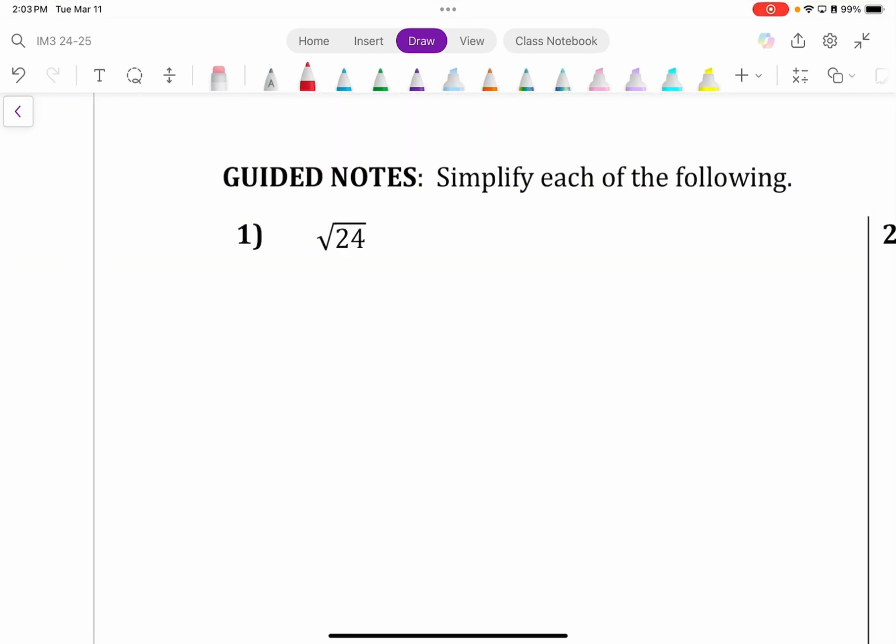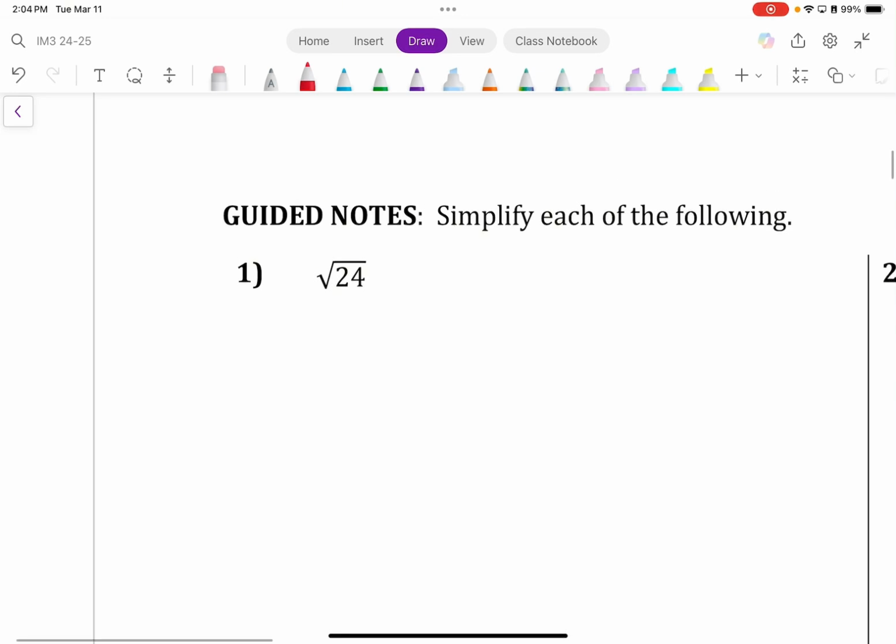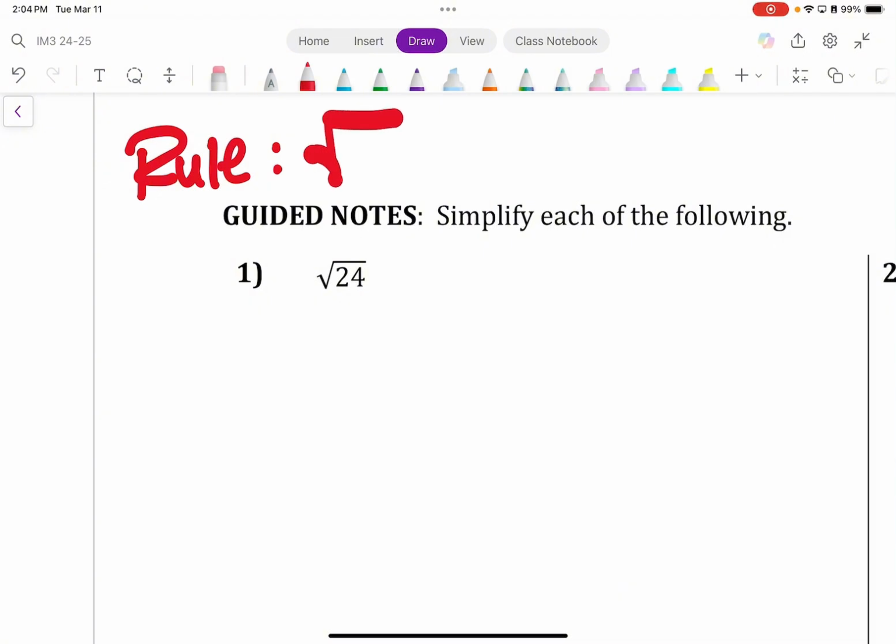So let's all look at the square root of 24. There's a few things that we could do here. By the way, we're going to be utilizing this rule once again, this rule that you can split things up. I don't know why it's coming out like that. One second.